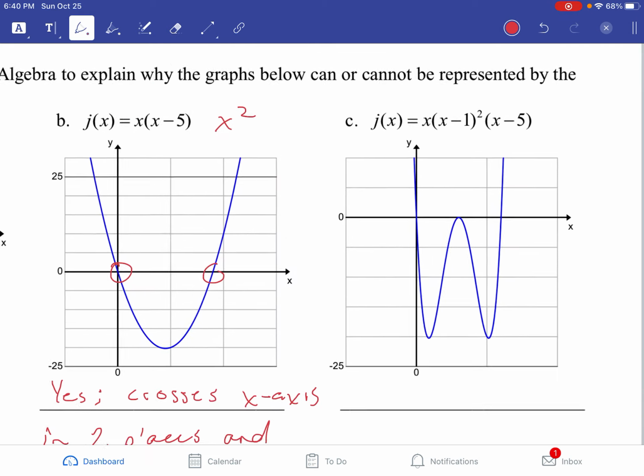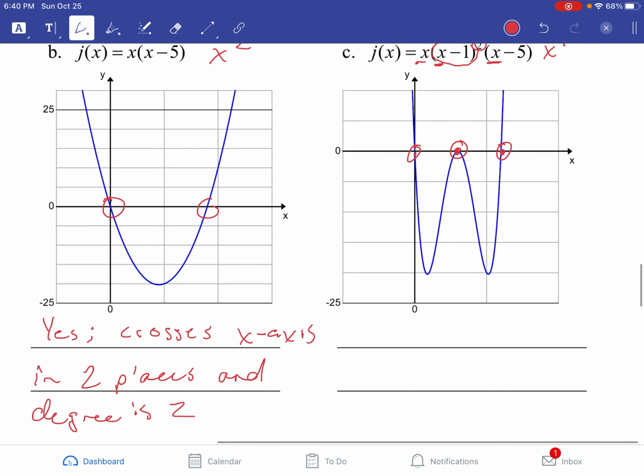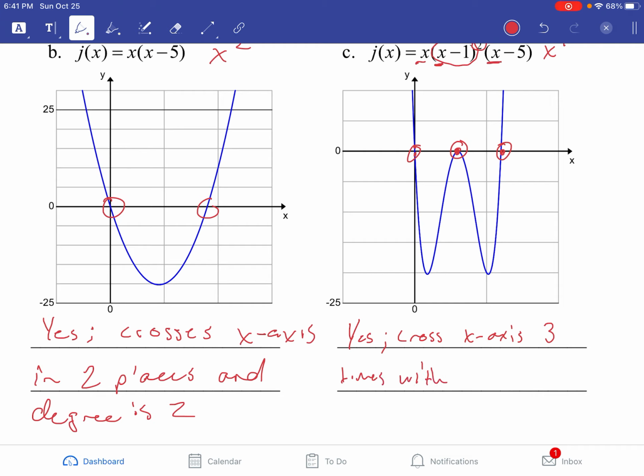All right, last one. If we look at this, we have a multiplicity of 2 for x minus 1, because that exponent is 2. So with x squared here, and then x, that's going to be a degree of 4. We're looking for how many times this crosses. It hits the x-axis right there at 1, at 2, and here at 3. Does this work? Yes, because it crosses the x-axis 3 times with a degree of 4. So it can cross fewer times.